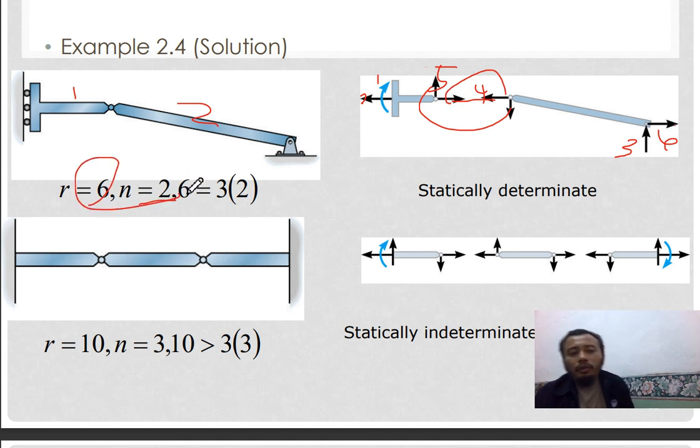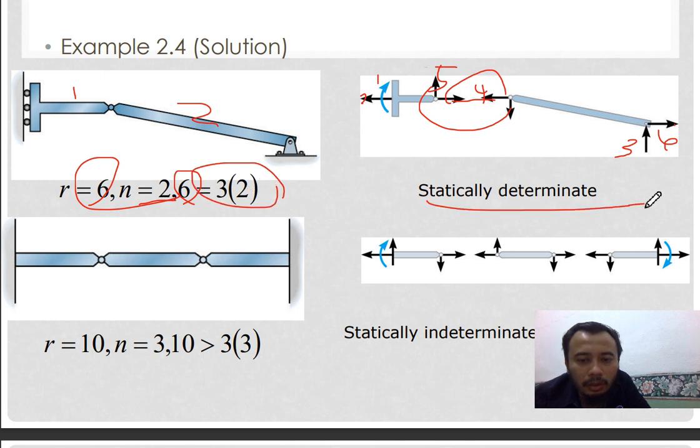But you have 2 members. So 6 is equal to 6. Unknown forces is 6. 3 times 2 members is 6. So you get statically determinate.